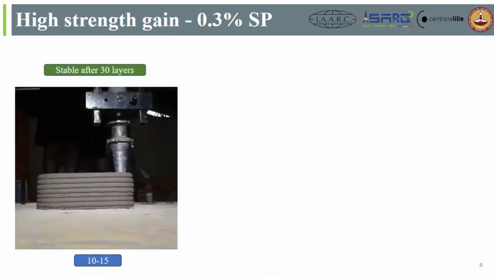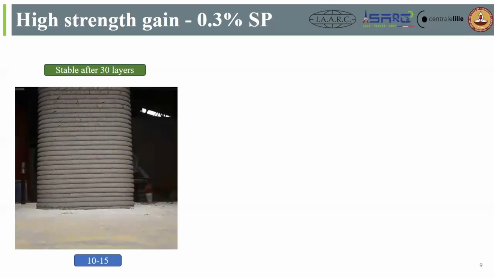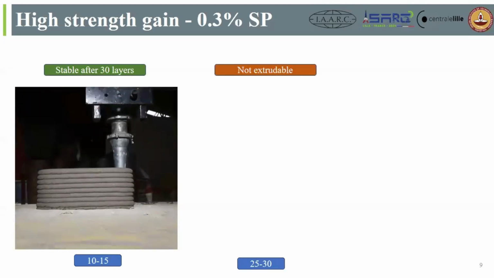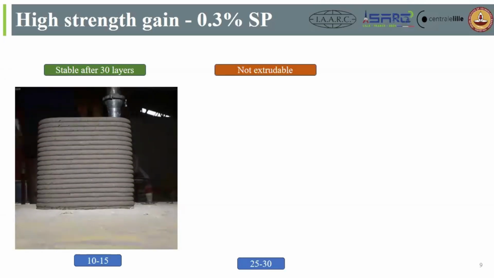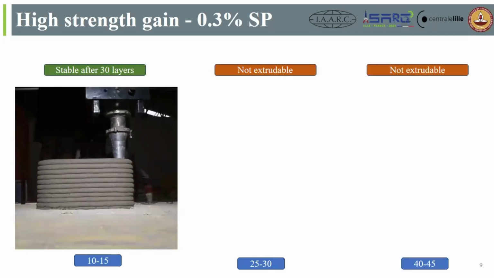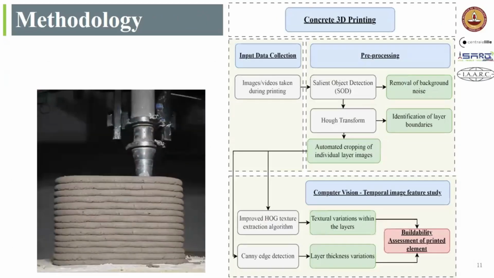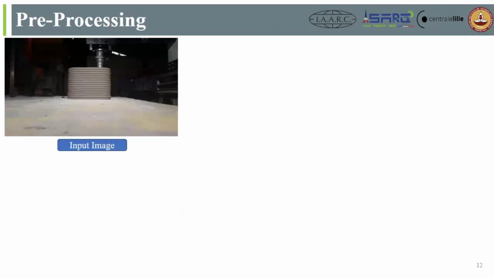In a similar way, if you go to the lower workability value, that is high strength gain, you can see that in 10 to 15 minutes you can get a stable element of 30 layers, but at 25 minutes and 40 minutes you cannot extrude the material at all. So this is how it works, and this is the methodology that I'm using, which I will be explaining in the subsequent slides.